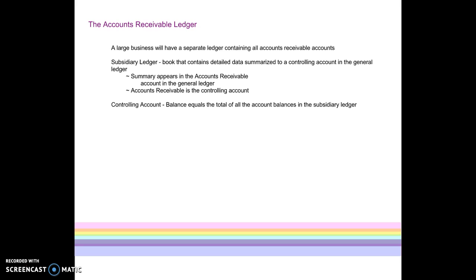Accounts receivable is then known as the controlling account. Now, the controlling account, we take a look at how do we know if the controlling account is correct? We know this because the balance of the controlling account is going to equal the total balances that is owed to us by all of our customers as they are listed in our subsidiary ledger.